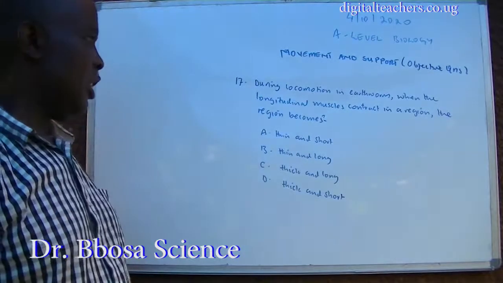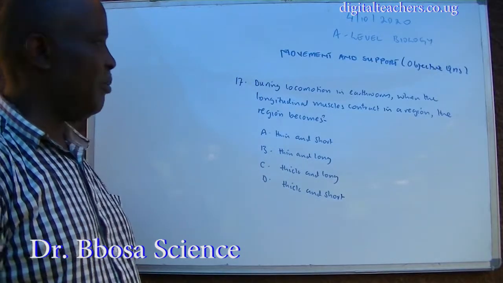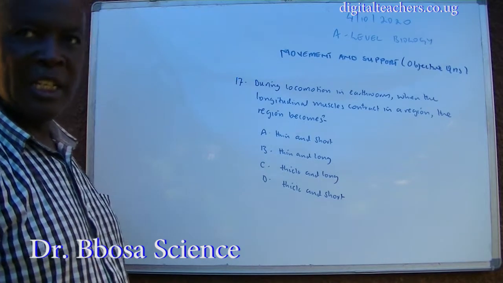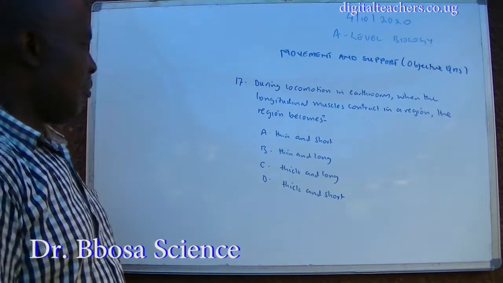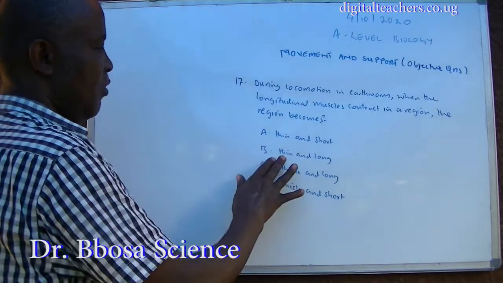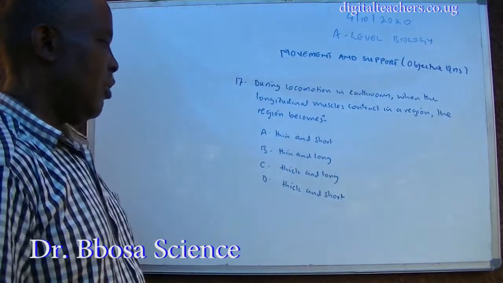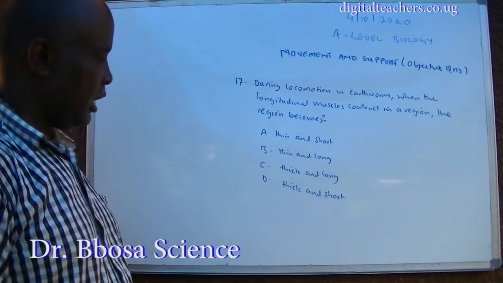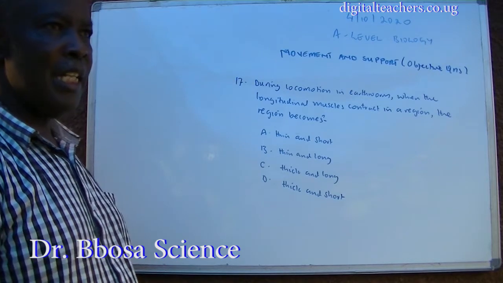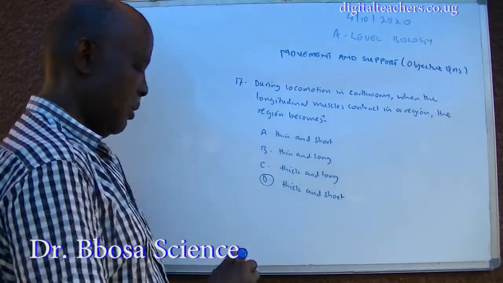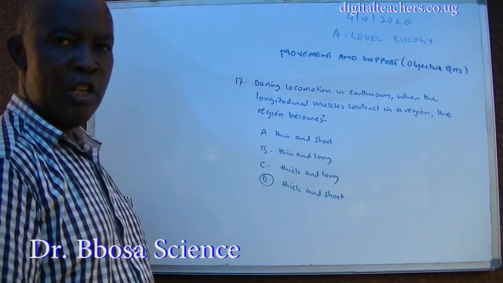Number 17. During locomotion in earthworm, when longitudinal muscle contract in a region, the region becomes A. Thin and short. B. Thin and long. C. Thick and long. D. Thick and short. You can pause and answer. The answer is D. It becomes thick and short.